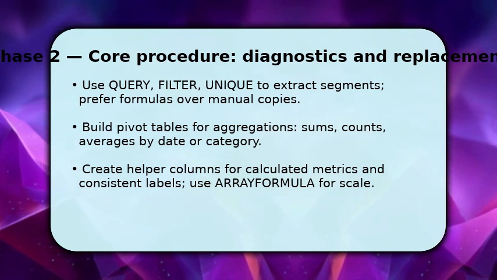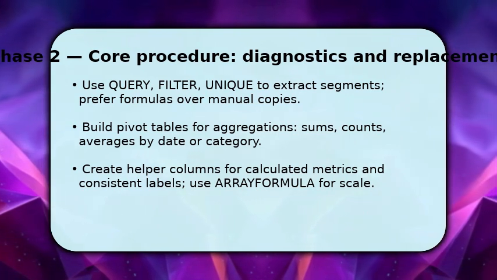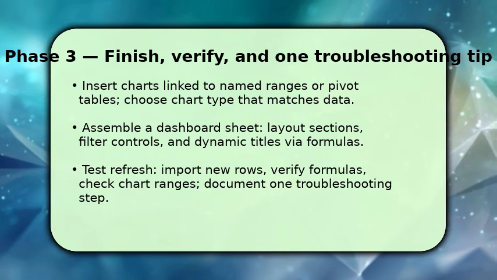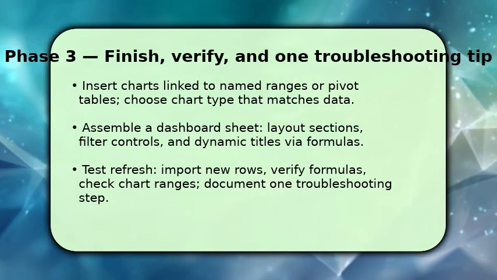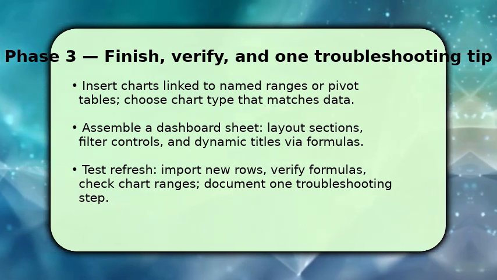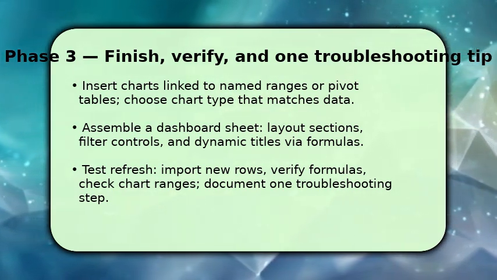You finish by creating charts from your pivot tables or named ranges and arranging them on a dedicated dashboard sheet. Pick a chart type that communicates the metric clearly: line for trends, bar for comparisons, pie for composition. Add filter controls and dynamic titles using formulas so viewers can change date ranges.